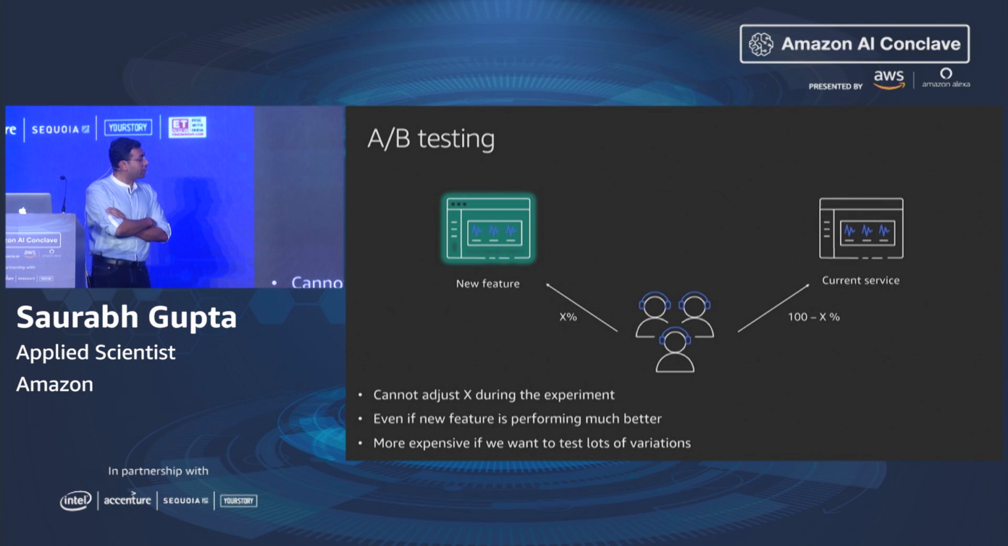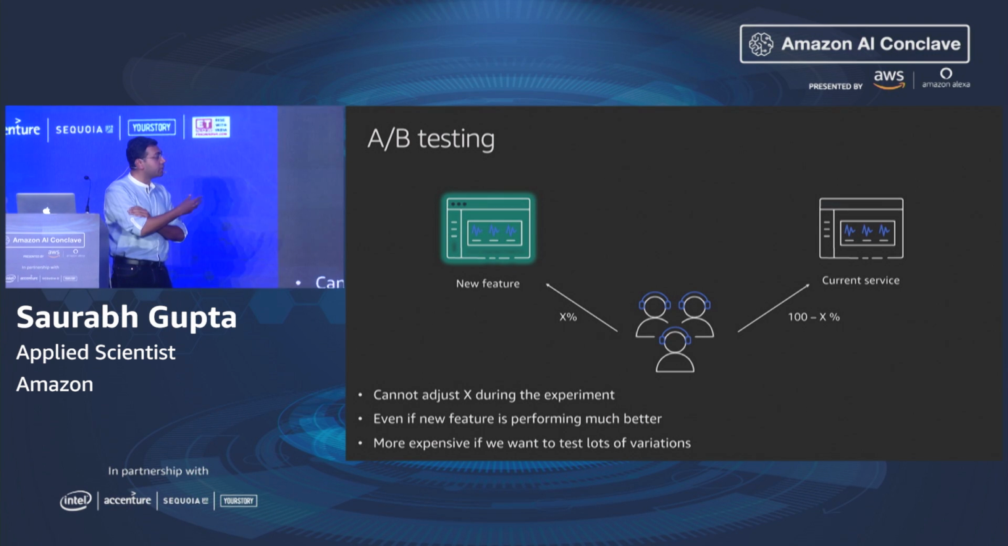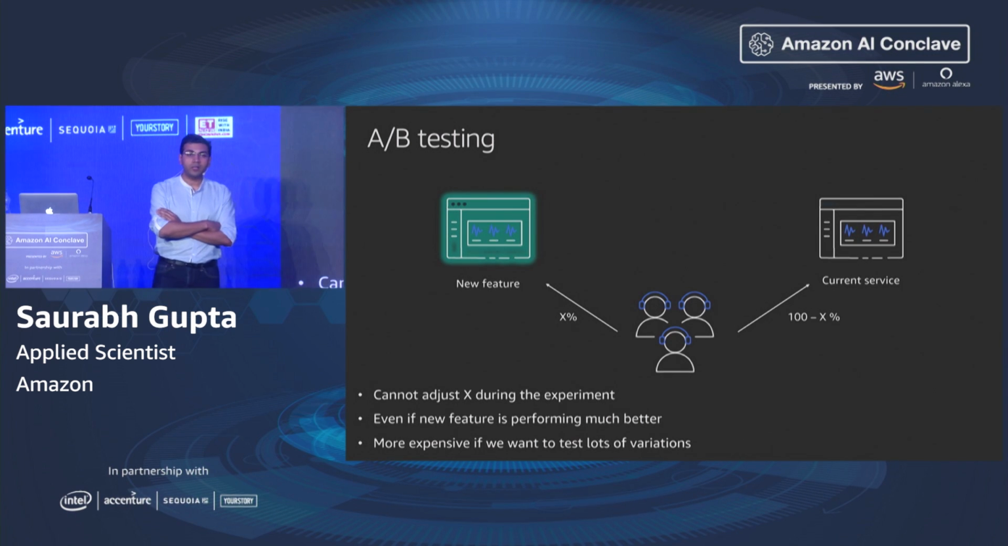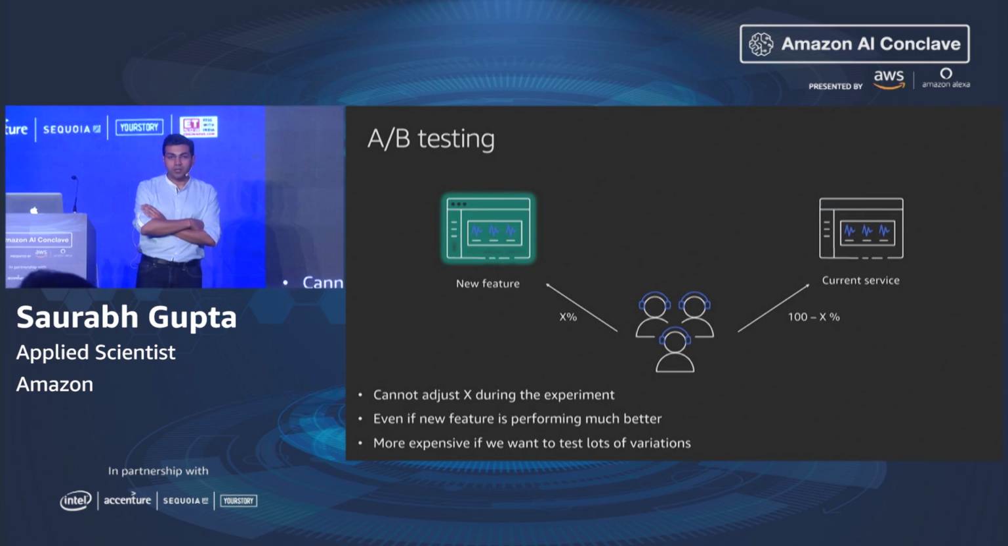The problem here is that while the experiment is going on, if the new feature is way better than the old one, or if it's way worse than the old one, we cannot adjust X dynamically. We have to wait for the experiment to end.